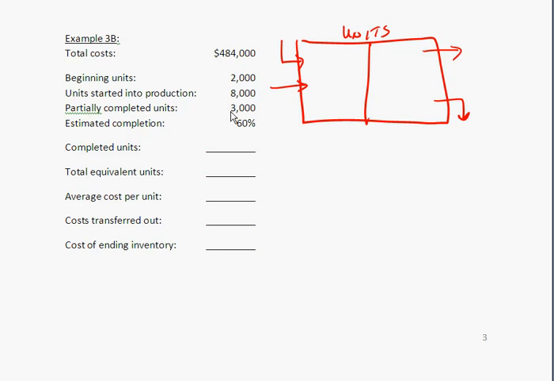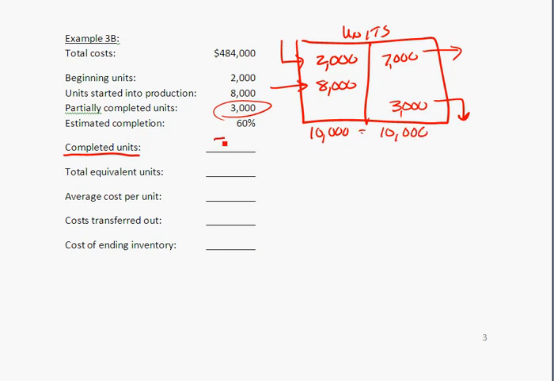In this example, we're given the number of partially completed units, but we're going to have to calculate the number of completed units. So let's begin. We're told the beginning work in process is 2,000 units. We started into production 8,000 units. So we've got 10,000 units we need to account for. If we have 3,000 partially completed units in ending work in process, that means we had to have transferred out 7,000 fully completed units. And again, both sides of our box equal.